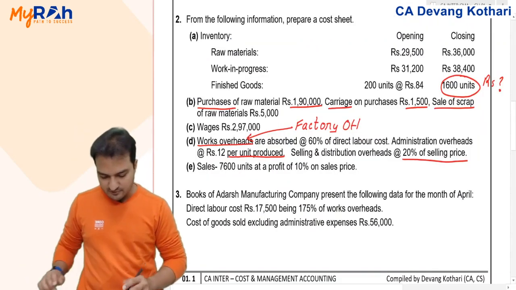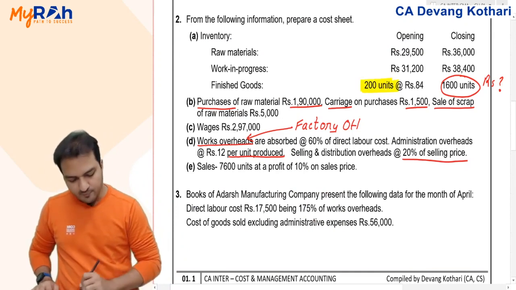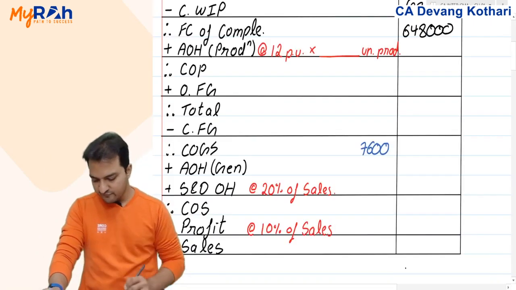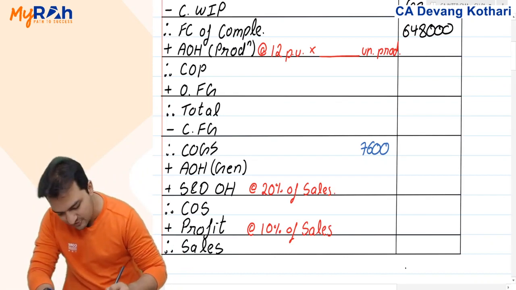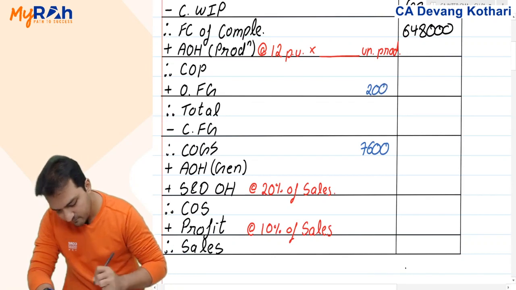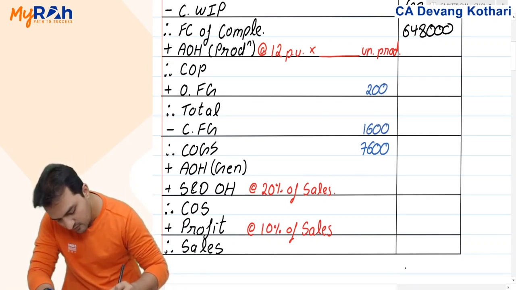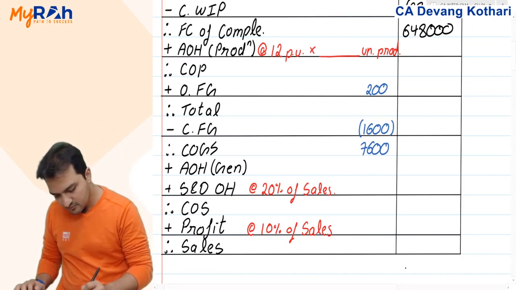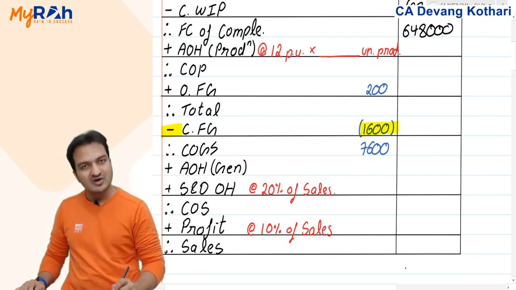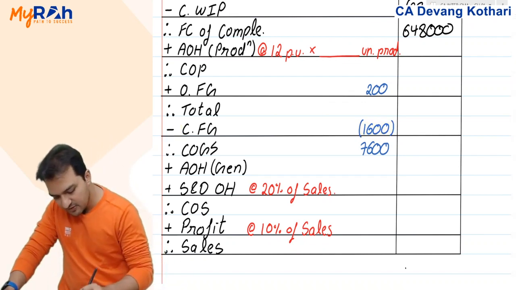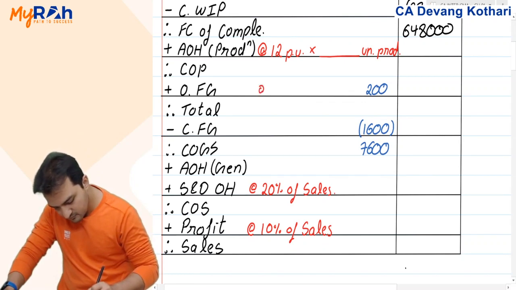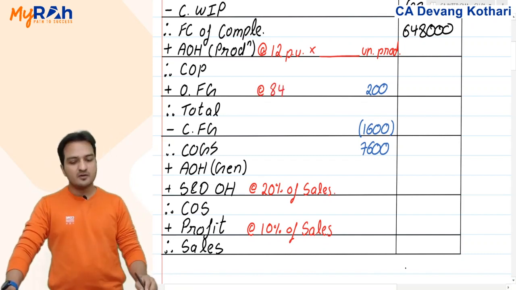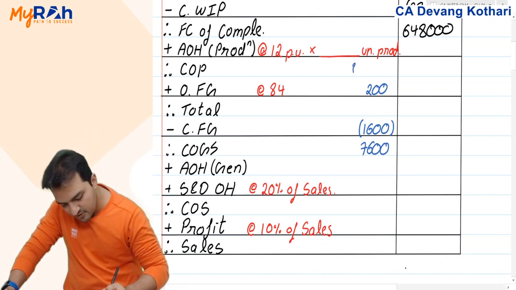Plus, if you see in the question, you are also given opening finished good units and closing FG units. Opening FG rate is also given. We'll use all that here. Opening FG units you are given as 200 units. Closing FG units you have is 1600 units, and as per the format, closing FG is supposed to be minus, so I show that as negative. And opening FG rate is given at 84.